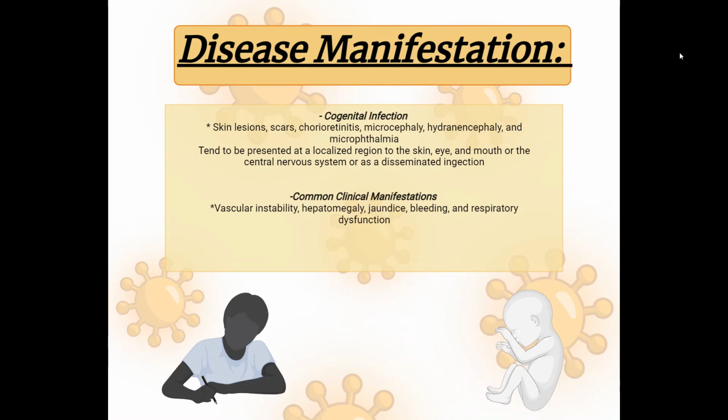For disease manifestation, the congenital infection includes skin lesions, scars, chorioretinitis, microcephaly, hydranencephaly, and microphthalmia. They tend to be presented at a localized region such as the skin, eye, and mouth, or the central nervous system, or as a disseminated infection. The common clinical manifestations seen in adults are vascular instability, hepatomegaly, jaundice, bleeding, and respiratory dysfunction.